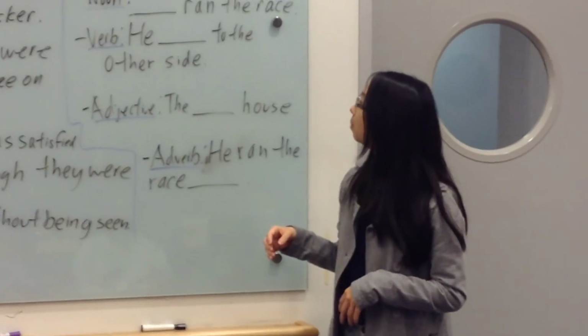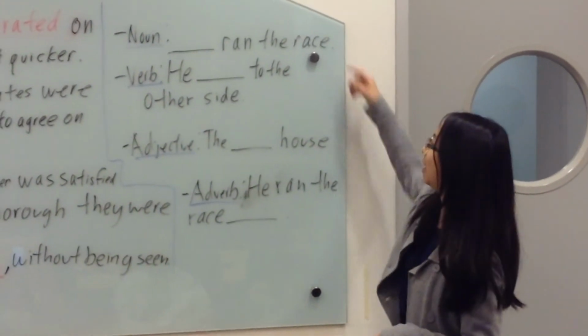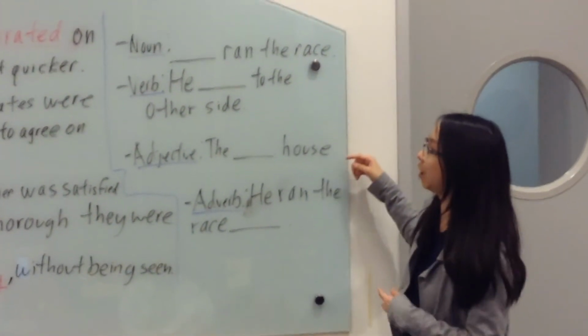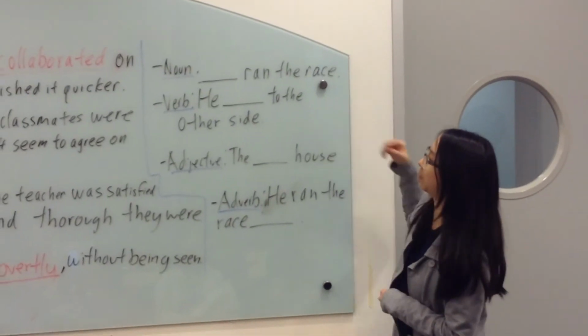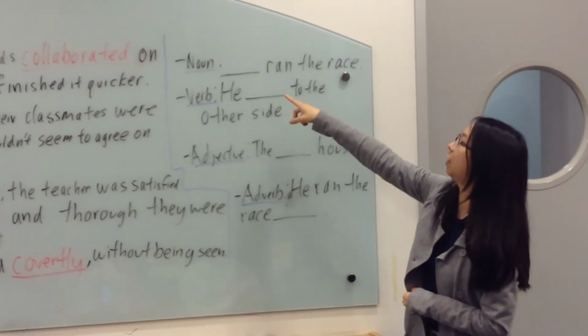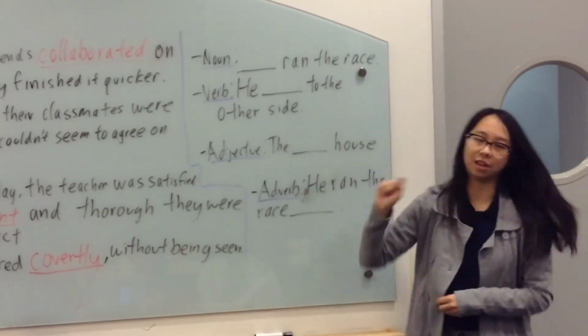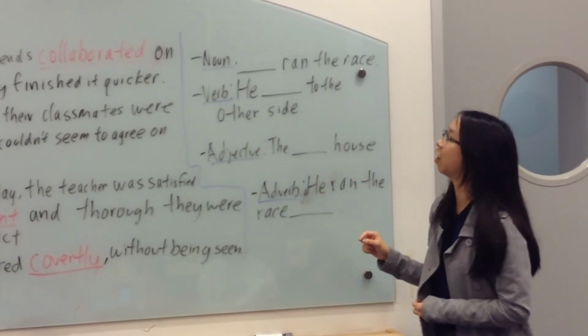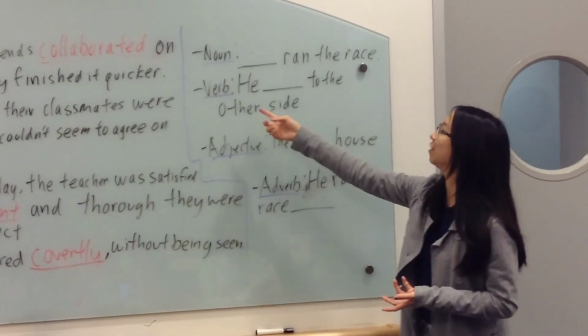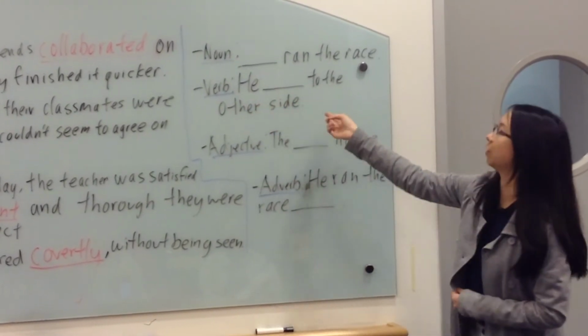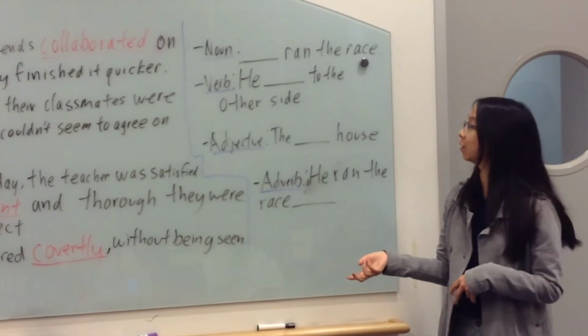These are some really quick tests that you can do just to figure out what parts of speech there are. And there's 4 really basic ones. So for noun, if it fits into the blank ran the race, like he ran the race, she ran the race, the dog ran the race, it's a noun. And for verb, it's he blanked to the other side. So he jumped to the other side, he ran to the other side.